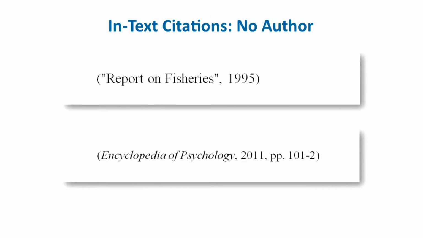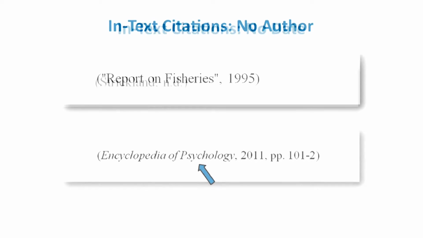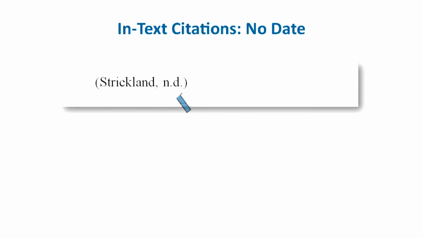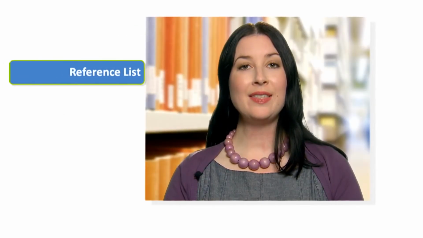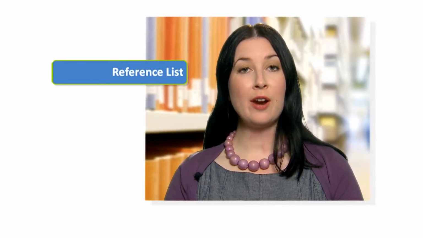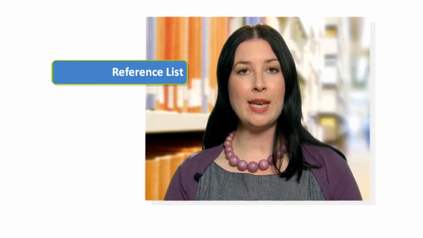If you don't have an author, use the first few words of the title instead. Use quotation marks around the titles of articles, book chapters, or web pages. Italicize the titles of journals, newspapers, books, or entire websites. If the date cannot be determined, use the abbreviation N.D. for no date.